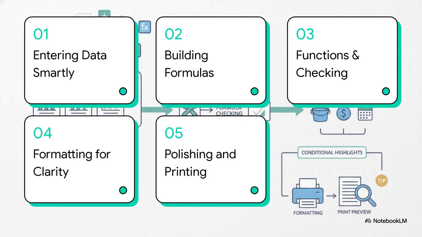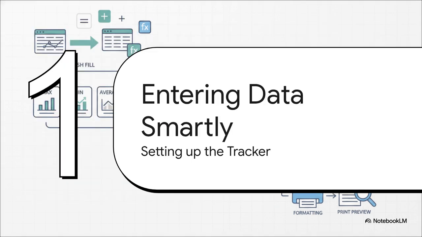To master this, we'll follow a practical 5-stage path to build a student club fundraiser tracker. First, entering data smartly. Second, building formulas. Third, functions and checking work. Fourth, formatting for clarity. And finally, polishing and printing. Let's dive right into Stage 1, entering data smartly, which is all about setting up our tracker.